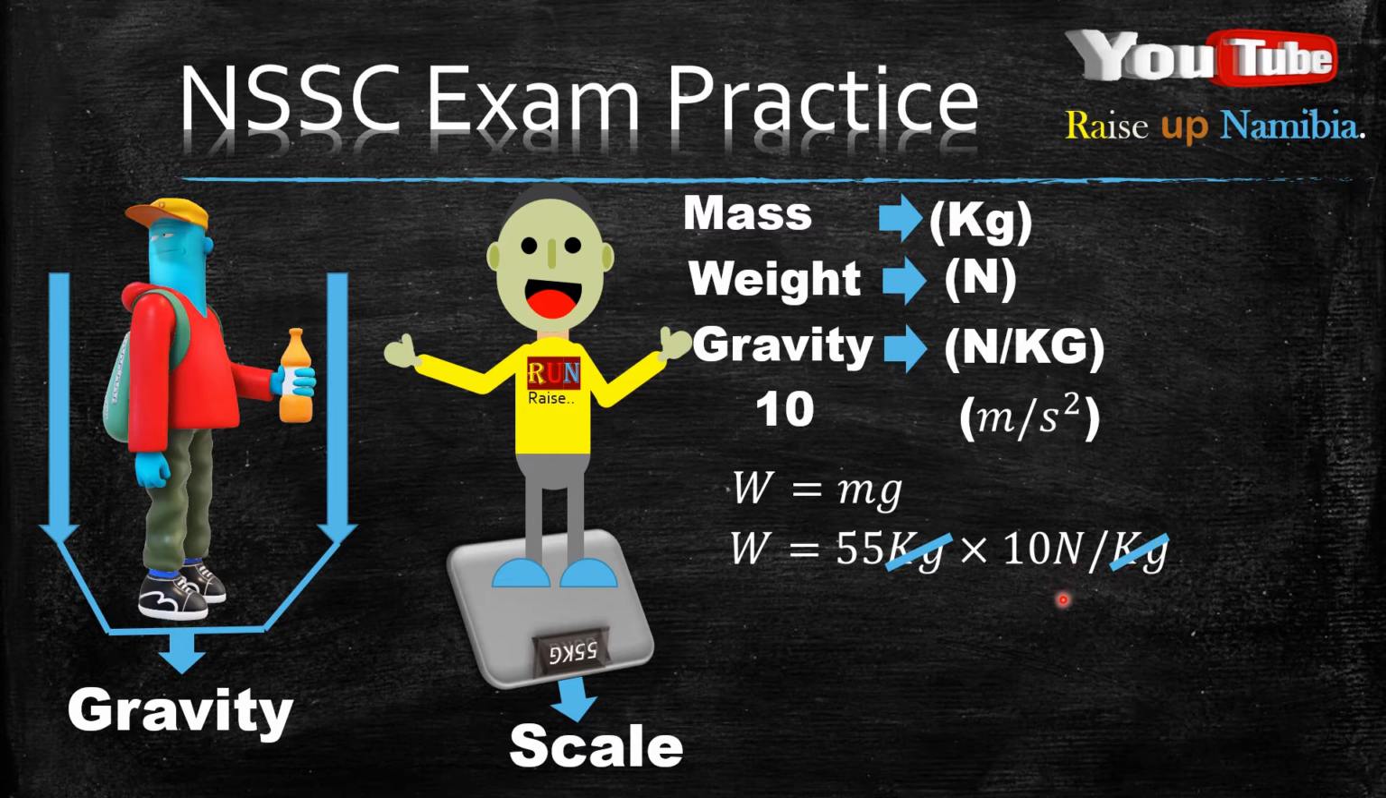Okay? Now, that newton that you are left with will be the unit in your answer. What do I mean? Look, when you multiply 55 by 10, it gives you 550 newtons. Okay? So basically, after cancelling out this with this, you are left with this N, which is newtons. So that N comes in your answer. Okay? So that's your final answer.